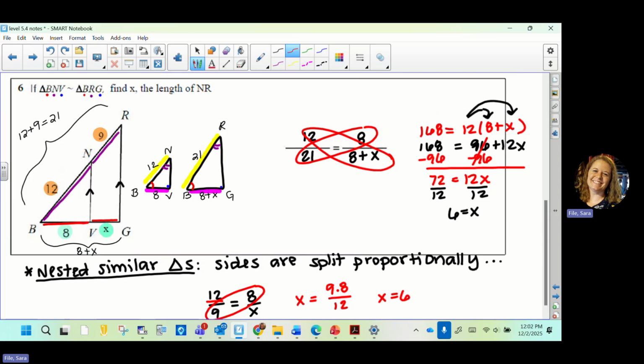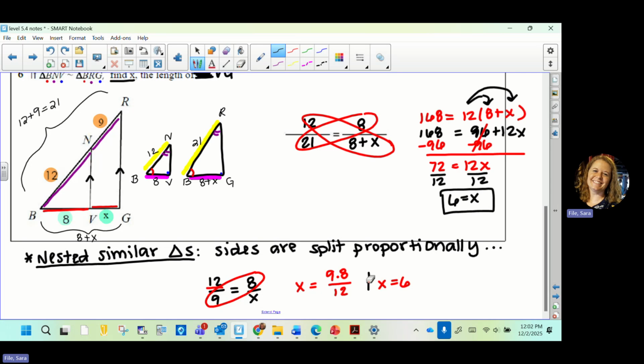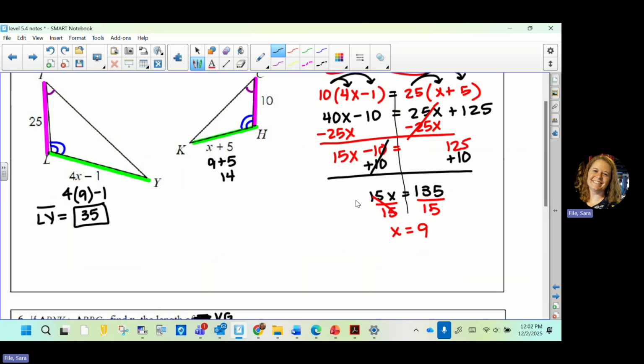Then you go read the question. Is that what they're asking for? It says find x, the length of NR, and that's a typo. X is not the length of NR. NR is just 9. So let's scratch that out. X is the length of VG. So find x, the length of VG. So we found it and showed you like 2.5 different ways you could do that. Whatever you prefer. Okay. So that is finding missing sides or pieces of sides in similar figures.